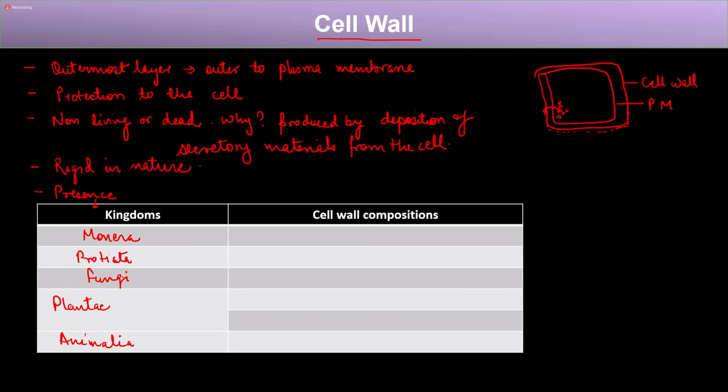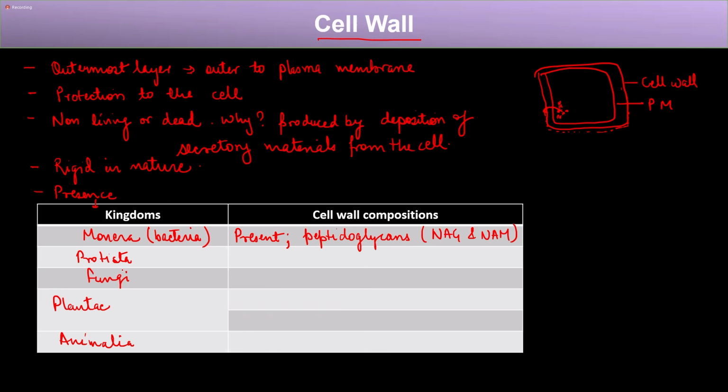The answer is no. So in the Monera, I remember the major example of Monera is prokaryotic cells. We saw that the cell wall is present in the bacteria, and it is made up of peptidoglycans. So the cell wall in the Monera is made up of peptidoglycans. And what are peptidoglycans? These comprise 2 carbohydrates, NAG and NAM, and they also have certain proteins, right?